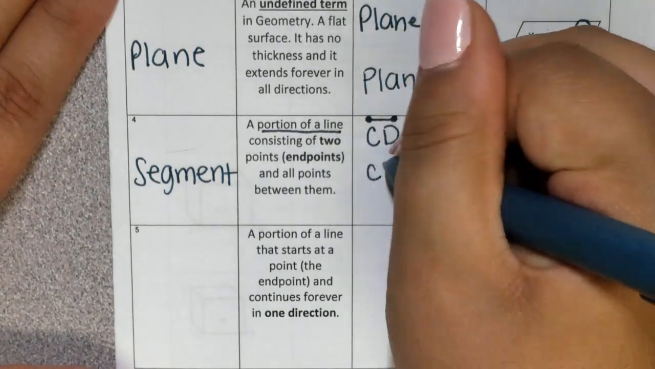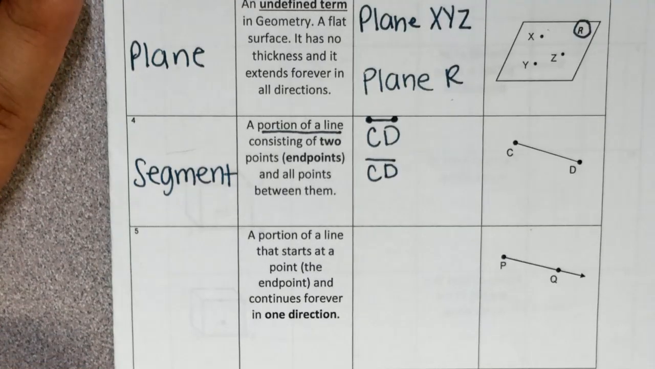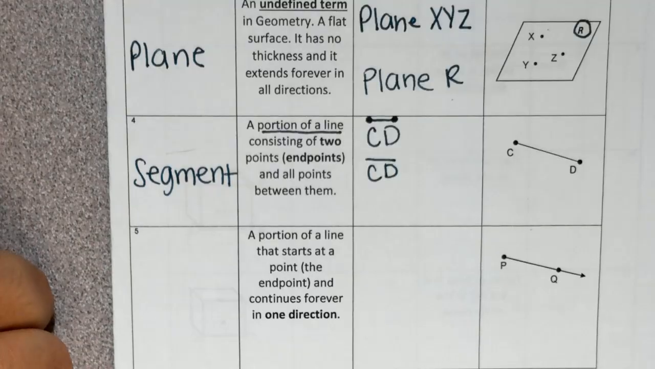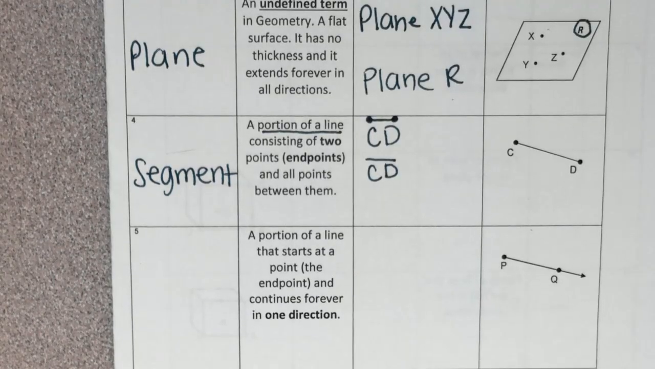I get lazy sometimes, so sometimes you're just going to see me write it like that. I'm not going to put the points, but I don't have arrows either. And then what else could I call this? DC. DC works as well. Doesn't matter the order. Any questions on segments? It's a part of a line.